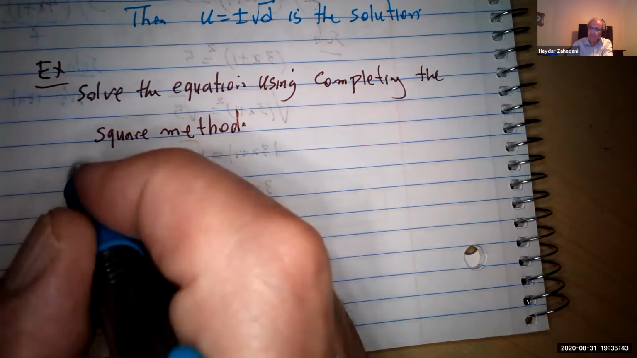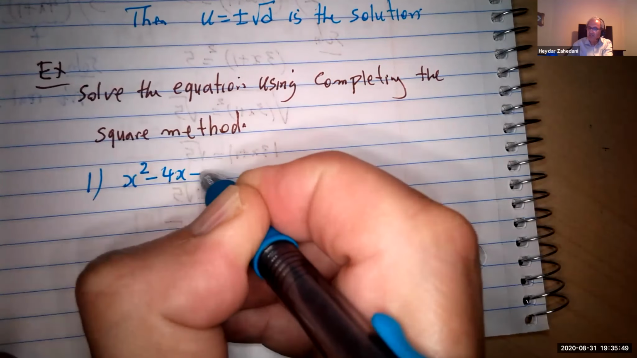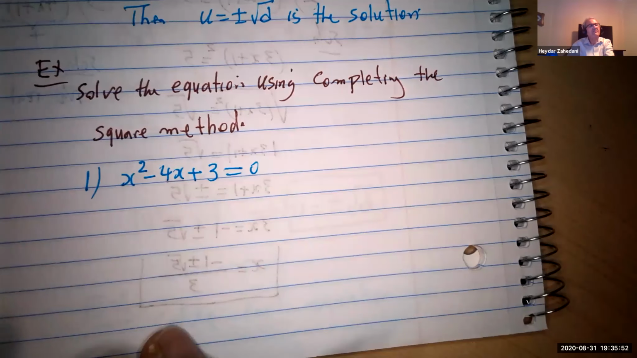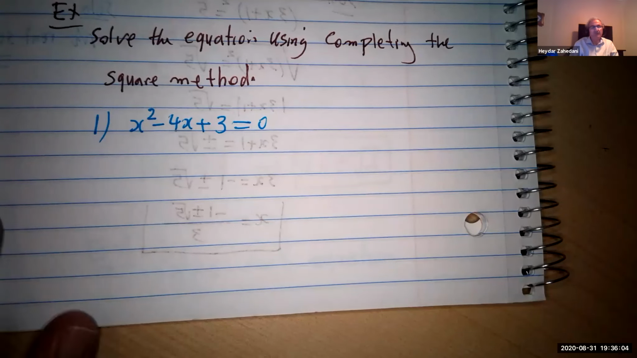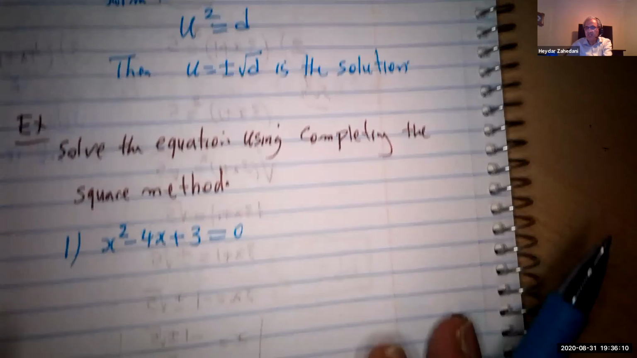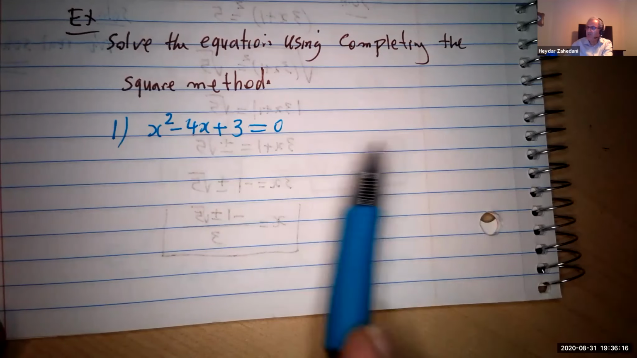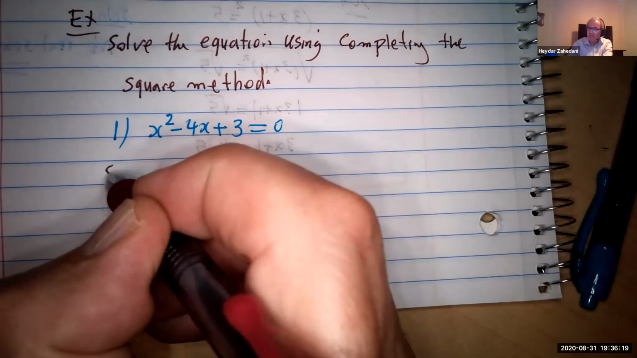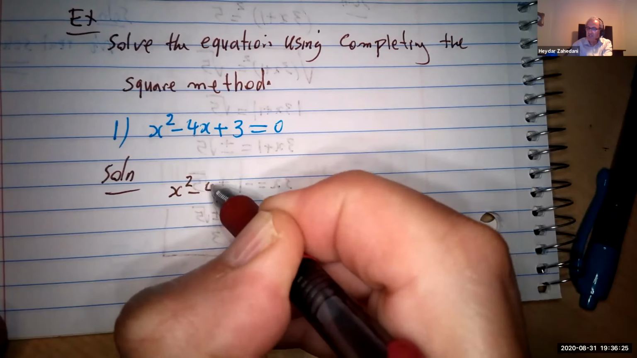Okay, are you ready? The first one, x squared minus 4x plus 3 equal to 0. You see, let's see how we're going to do it. So I give you two methods. You can use either one. The one that we talk about is two steps only. Remember what you want to do. You want to change it to u squared equal to d. So step one, you move the constant to the other side, because you need a perfect square here. x squared minus 4x equal to negative 3.